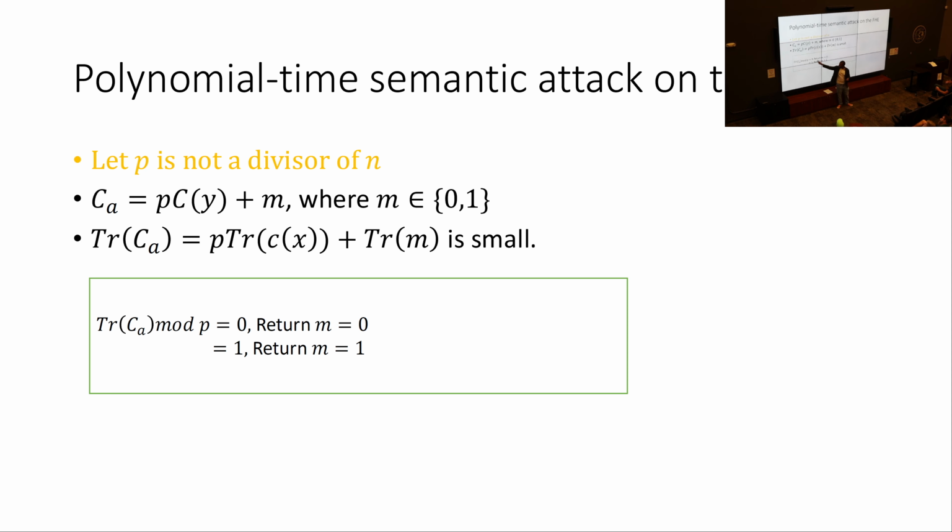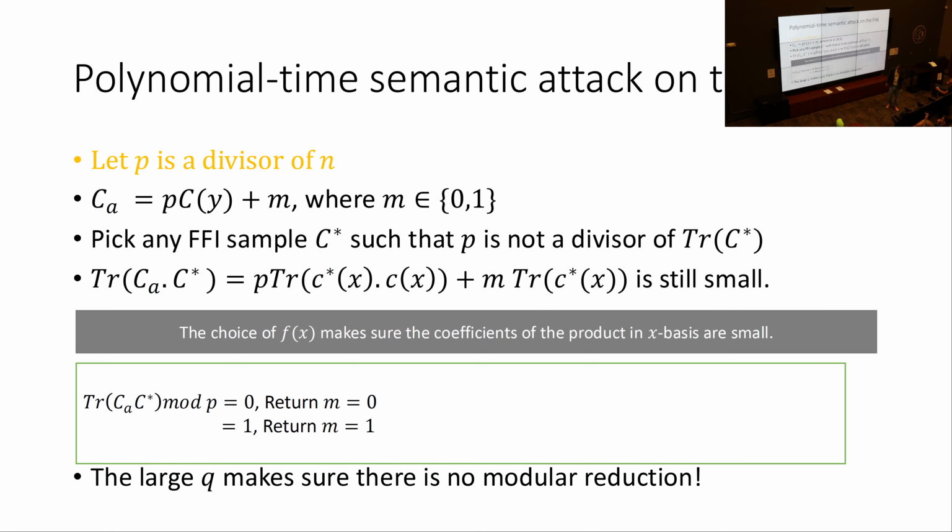So you get 0 in both cases when p is a divisor of n, and the semantic thing does not really work out here. But what we can really do is the following. We can pick some FFI sample which has the trace such that p is not a divisor of the trace of that thing.